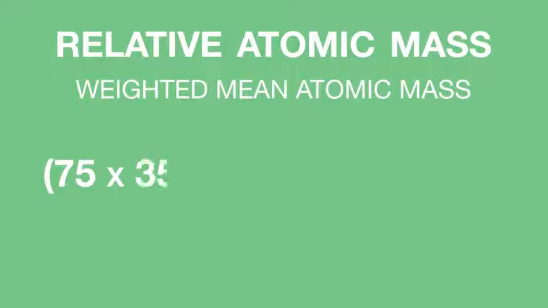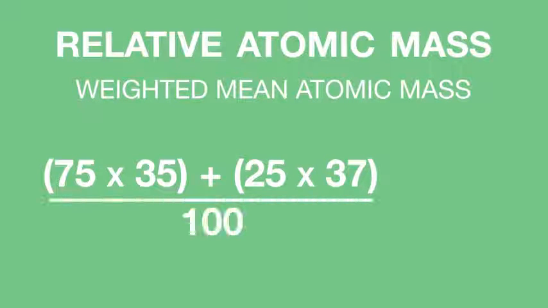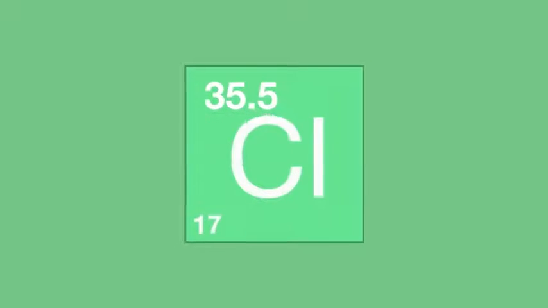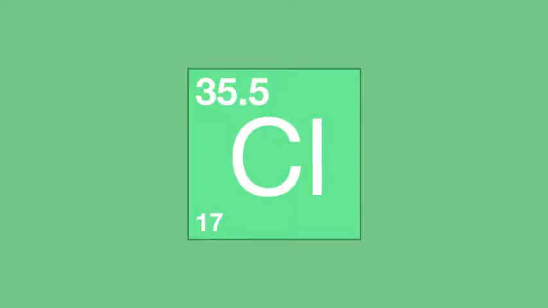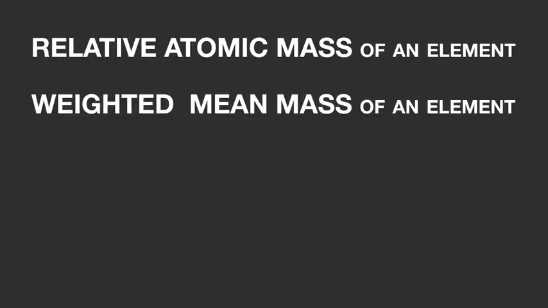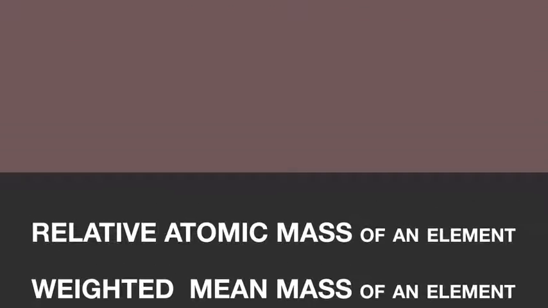75 times 35 plus 25 times 37, all divided by 100, equals 35.5. And this explains why chlorine is listed as having a relative atomic mass of 35.5 in the periodic table. The relative atomic mass of an element is the weighted mean mass of an element, and it is written in atomic mass units. Here's another example for you.